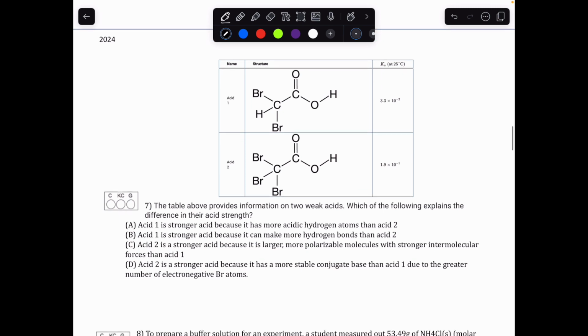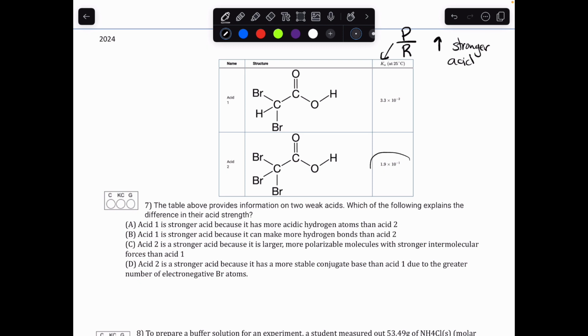Okay, number 7. The table provides information on 2 weak acids. Which of the following explains the difference in their acid strength? So the strength of an acid is indicated by the Ka value, because the Ka value tells you the relationship of products to reactants. And so the higher this value is, the stronger the acid, because the more it's breaking down, and so the more product you have. So if I look at these numbers, since this one is bigger, this tells me that this is a stronger acid than that one.